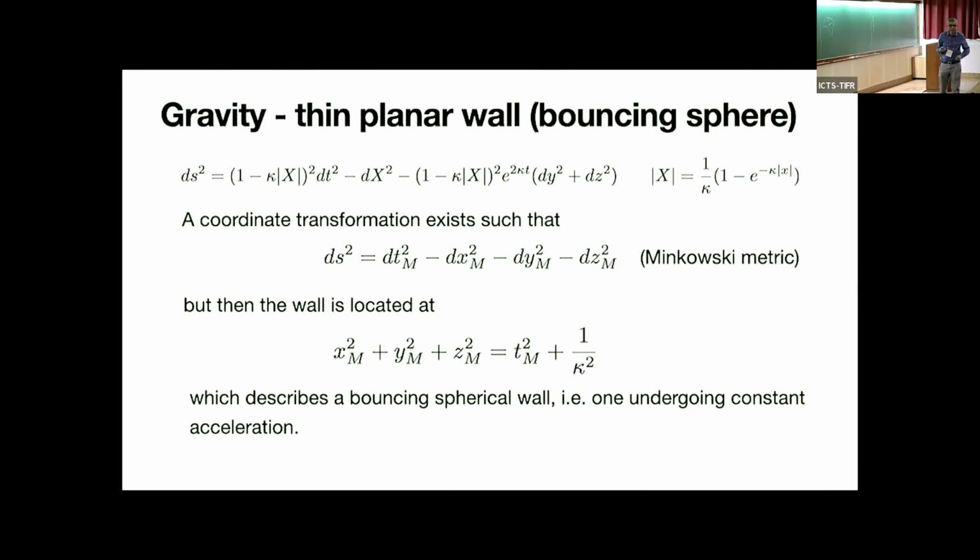But there's another interesting way to look at this metric. Here's the metric again. And then Ipser and Sikivie showed that you can do a coordinate transformation such that this becomes a Minkowski metric. But then the location of the wall is at x squared plus y squared plus z squared equal to t squared plus a constant. And this actually describes a bouncing spherical wall. So you started out with a planar wall, but in these coordinates, it looks like a spherical wall, which comes in, bounces, and then goes out. So it's a bit confusing how all these pictures mesh together. But one thing is clear, that particles are repelled from the wall.